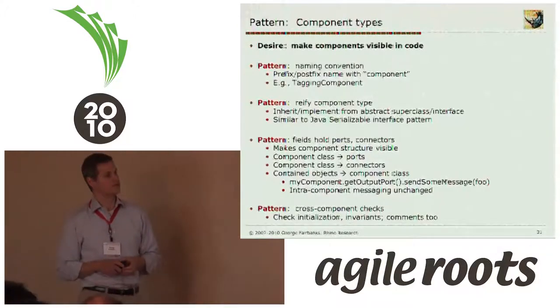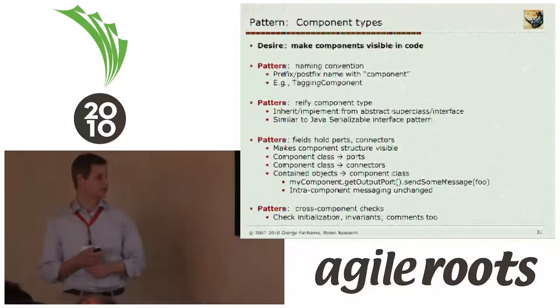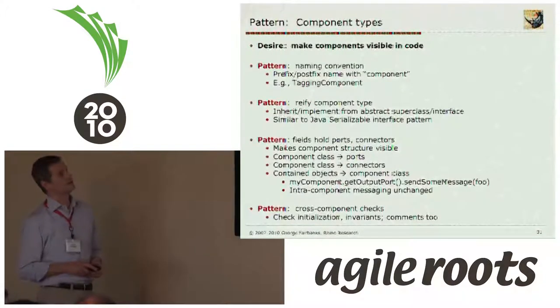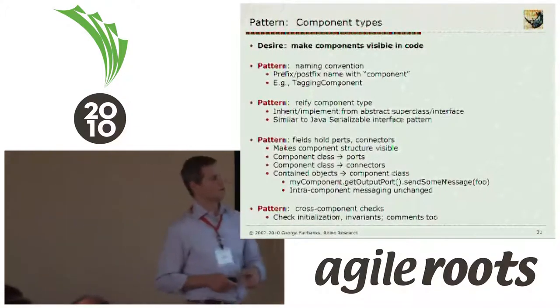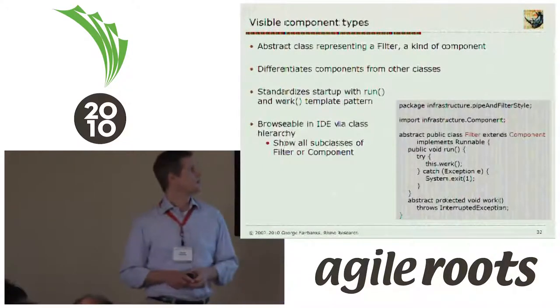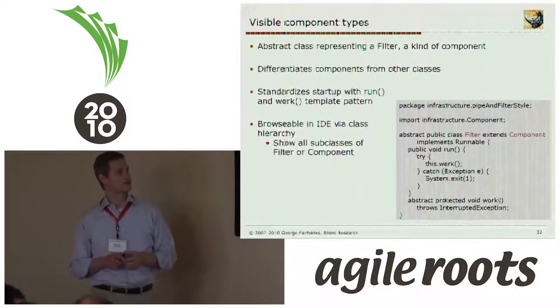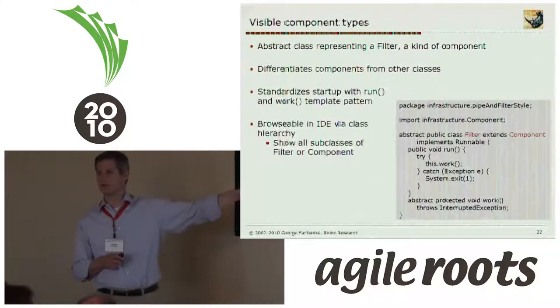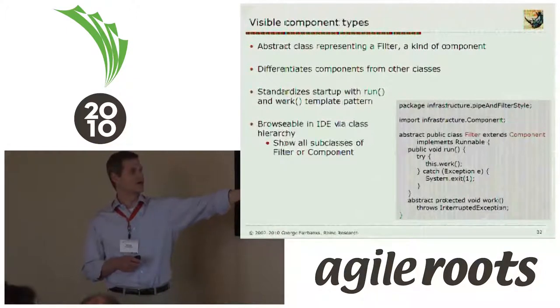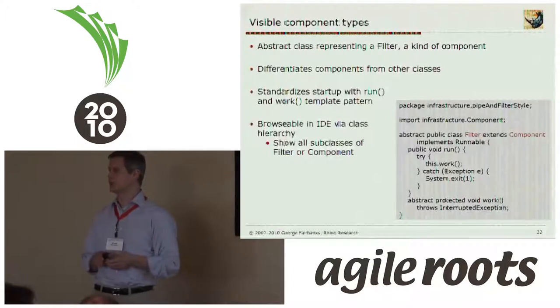But notice that if you have any cross-component checks, you could actually put them in this class to be run. So here's an example of that. We can make an abstract public class filter extends component, and it's got some template pattern here that allows it to run. The nice thing is that it standardizes the startup code with the run and work template pattern. And if you're in your IDE, you can press your magic key, like F4 or whatever, and show all the subclasses of filter or component, and then you can quickly navigate to what you're trying to find.